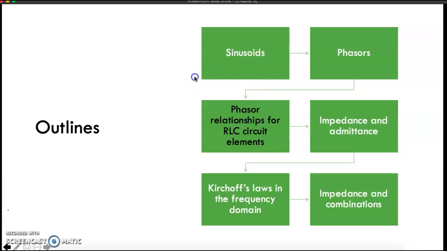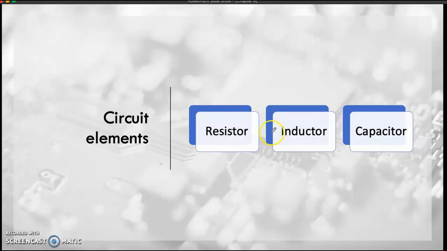So the one that you have learned before is what is sinusoid and what is phasor. A phasor is Vm with the angle. A sinusoid is V equals Vm sine omega t plus the phase, right? And now we move to the relationship of this RLC in the phasor form.